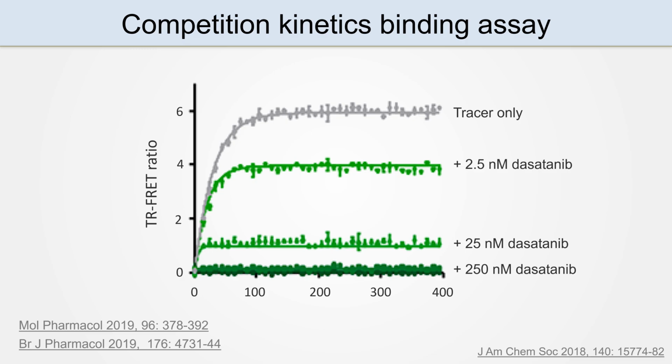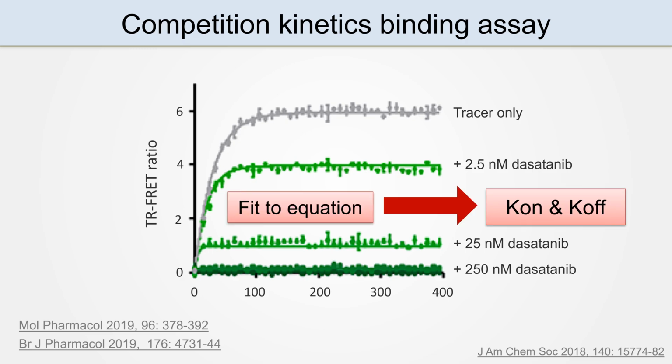Tracer binding is measured by itself and in the presence of a range of concentrations of inhibitor test compound. What we do now is fit these data to an equation which returns fitted values of K off and K on of our unlabeled test compound. This is the so-called Motulsky and Mahan method. At the bottom left here are a couple of papers that go into the details.